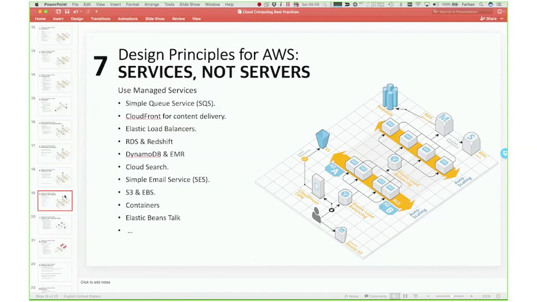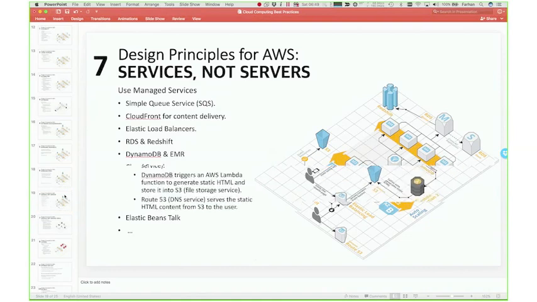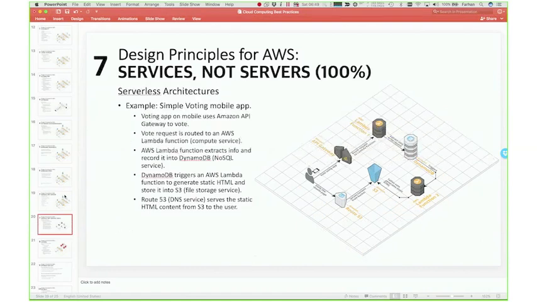Now, extending this to the next level, what Amazon's paper recommends is that you should use services 100% and go for an all-serverless architecture where possible, and not make use of EC2 servers when it's not required. In the architecture, you can see an example mobile voting application in which the mobile API is published via Amazon's API Gateway.